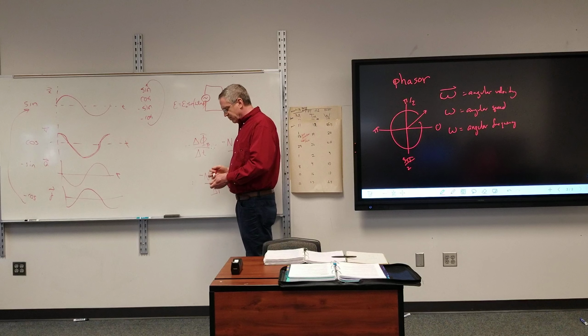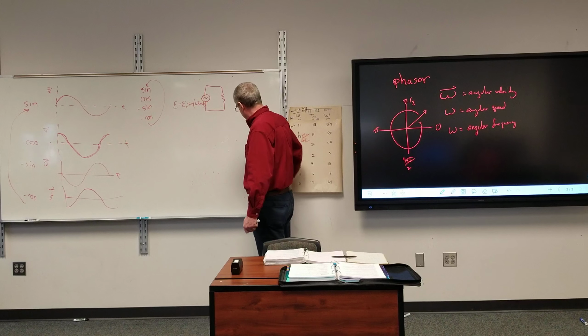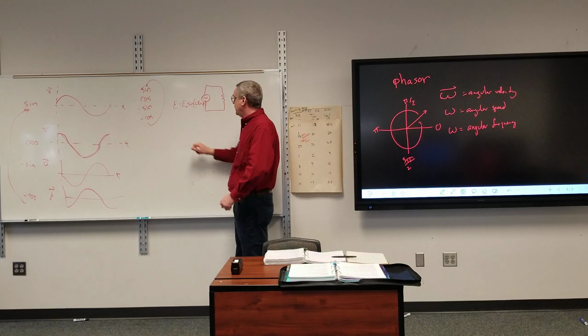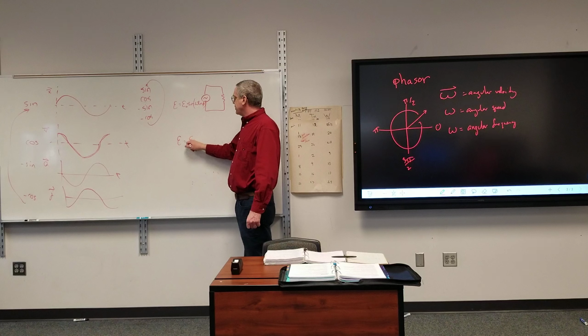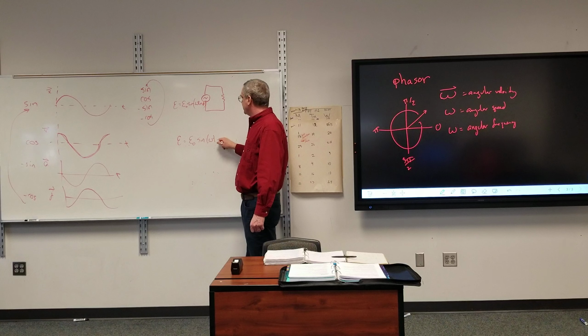And I'll make sure I wrote that in really tiny print so that people in the back with bad eyesight will wish they had sat closer. Epsilon is equal to epsilon sub naught sine omega t plus phi.